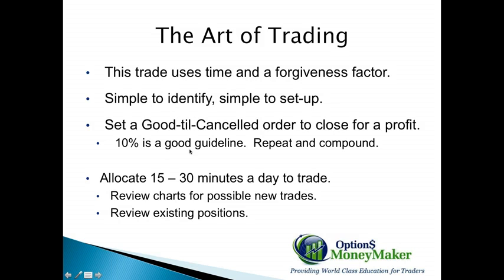Now, a 10% profit is a good guideline, but very simply, whatever the credit on the trade is, we typically set our good till canceled order to close for 50% of the credit. So if we opened the trade for a credit of $1.60, we're going to set a good till canceled order to close for a limit debit of 80 cents, and that would give us an 80-cent profit. We're going to take in $1.60 when we open, we're going to give back 80 cents when we close, and we're going to keep the 80 cents difference as a profit.